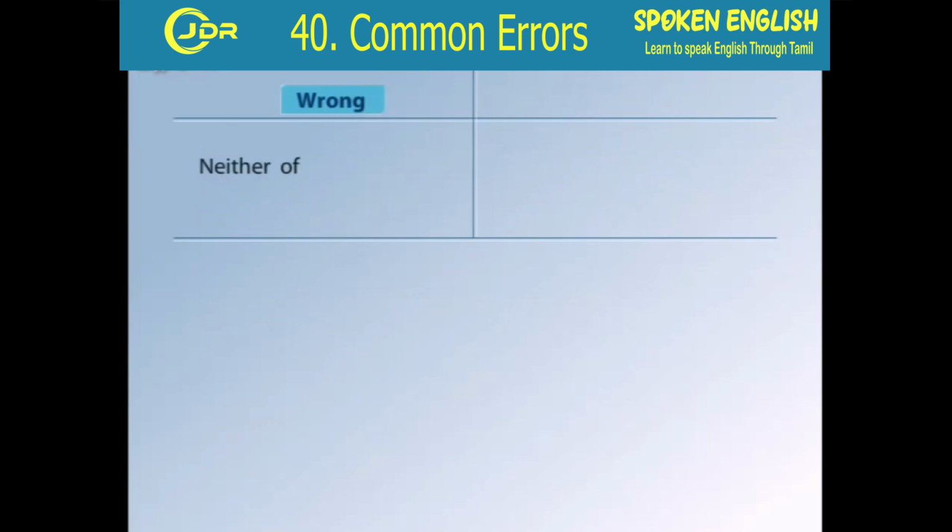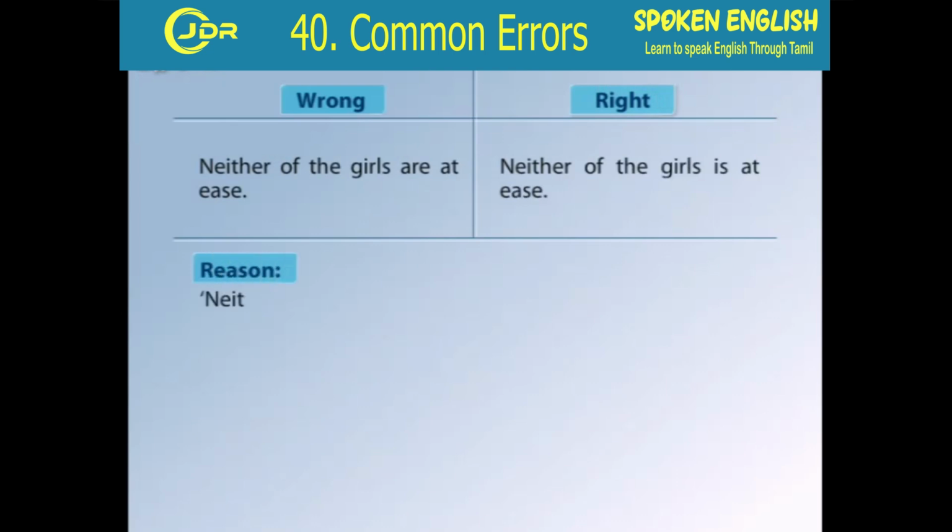Wrong. Neither of the girls are at ease. Right. Neither of the girls is at ease. Reason: neither needs a singular verb.